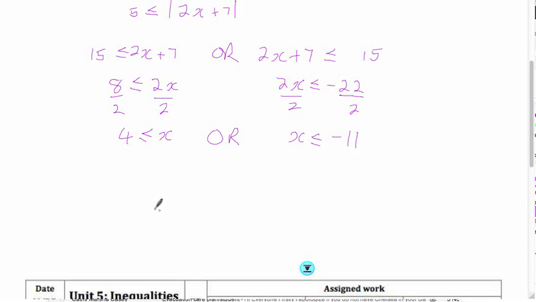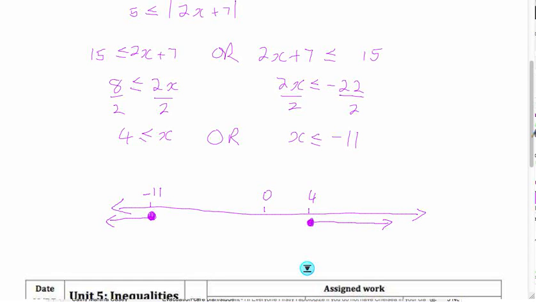No number line provided, but we'll just sketch ourselves a very rough number line. There is 0, we have minus 11 approximately here, closed dot and going to the left, 4 approximately here, closed dot again, and going to the right hand side.